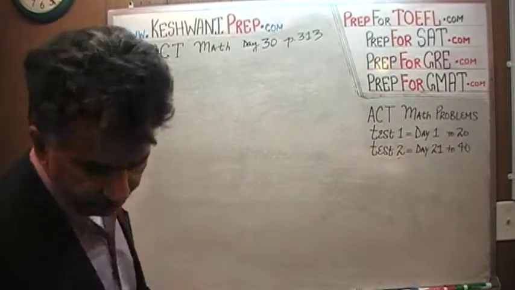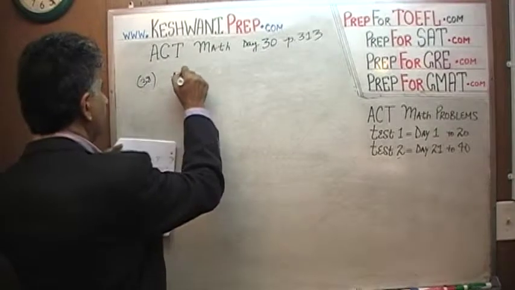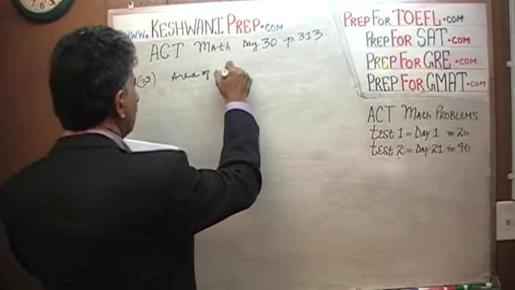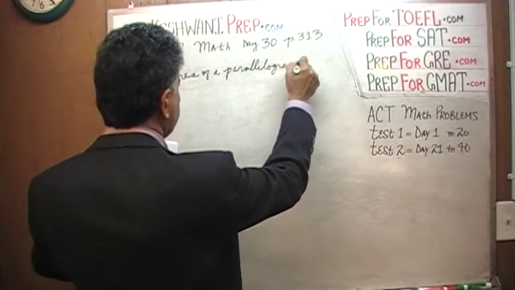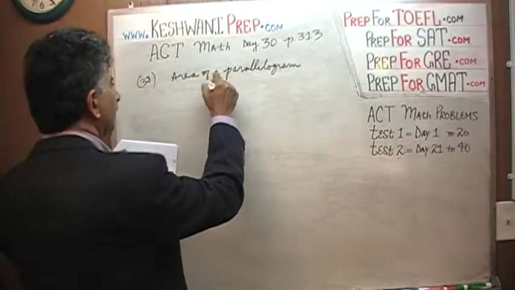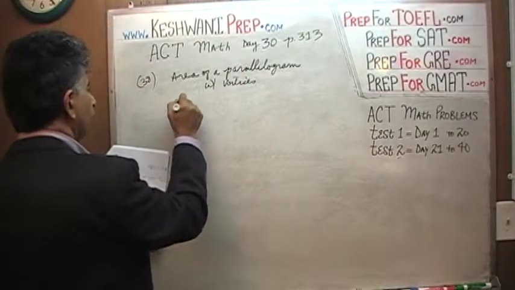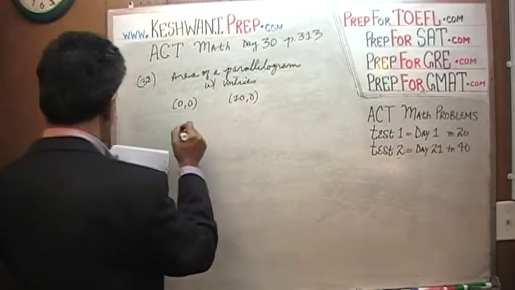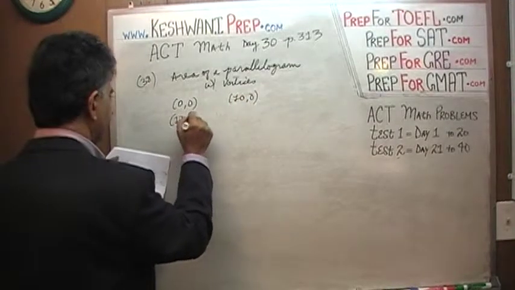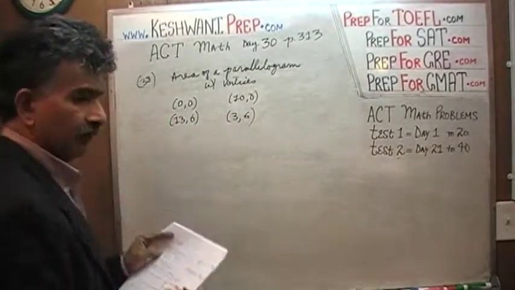Question number 38 says that we are given a parallelogram, area of a parallelogram with vertices 0, 0, 10, 0, 13, 6, and 3, 6. Let's find out, shall we?